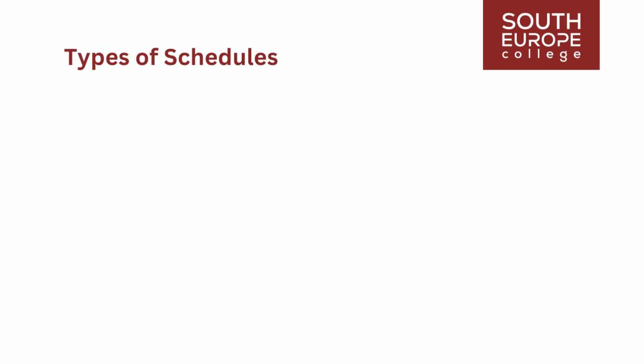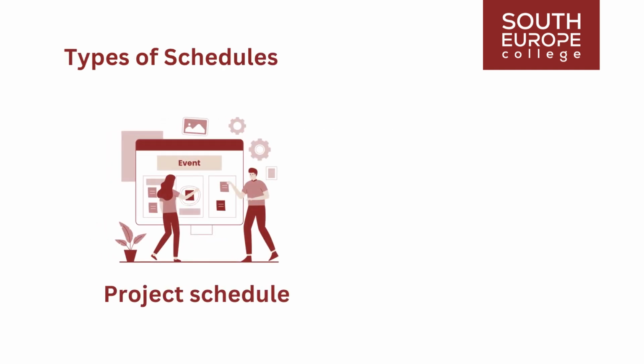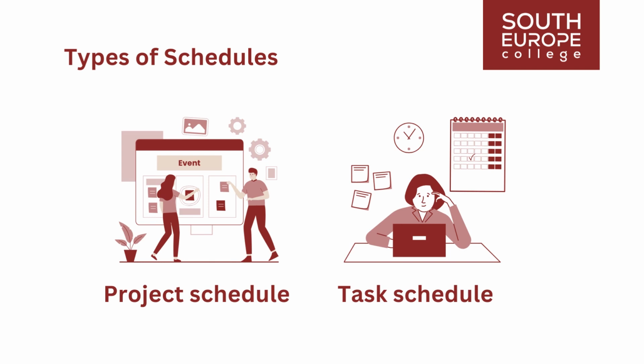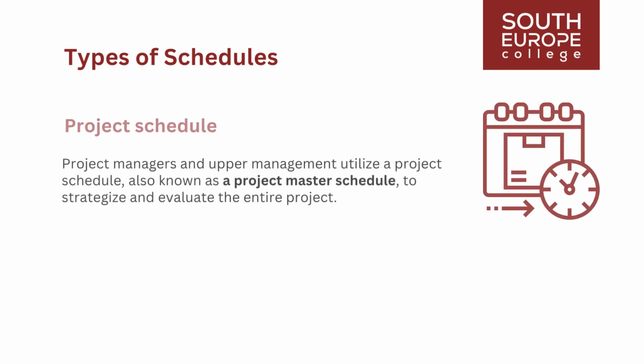There are two primary types of schedules: a project schedule and a task schedule. Project managers and upper management utilize a project schedule, also known as a project master schedule, to strategize and evaluate the entire project. While the project schedule outlines major project activities, it provides limited detail about each activity. Initially developed during project initiation, the project schedule undergoes continuous refinement.